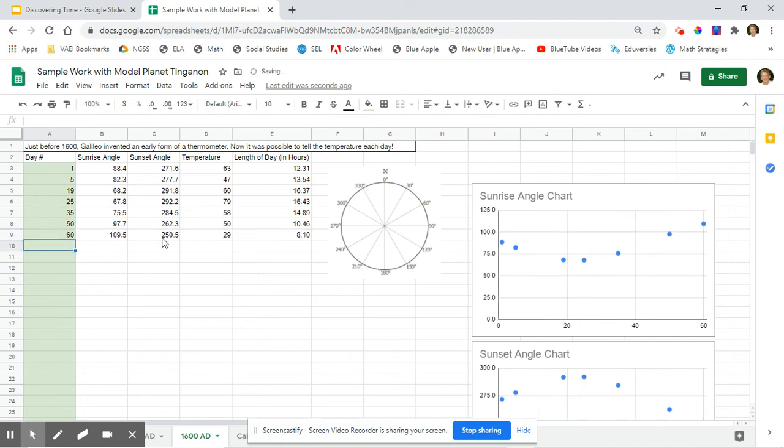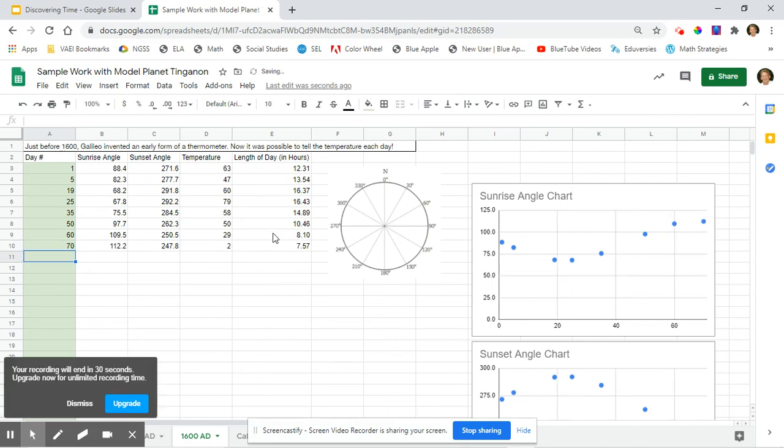So you get to explore, you get to experiment, you get to play around and see if you can figure out the length of a year by trying to find when this pattern repeats. Enjoy.